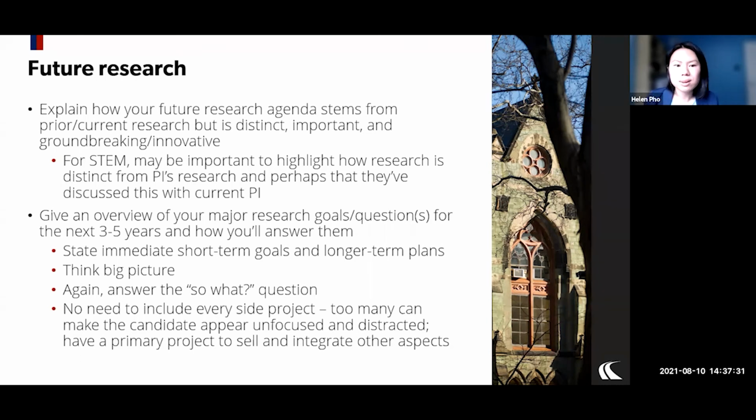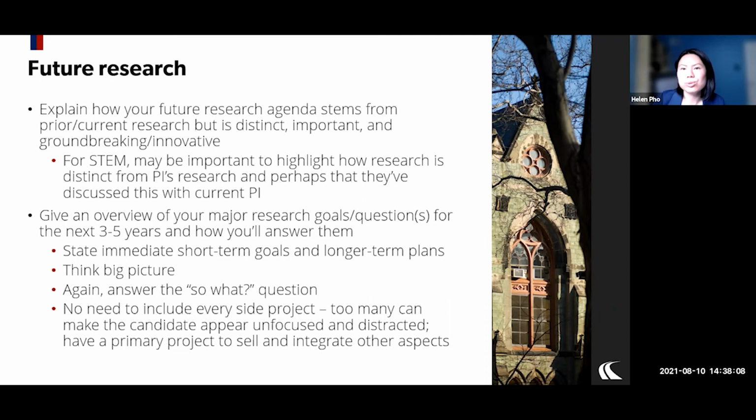So that part is really important so that you can be clear that you are going to be an independent scholar. You're not duplicating research that's currently done by your PI or by others in your lab. So that part of it is really important as well. So making sure that the importance and the innovation of your future research is clear, while also demonstrating the independence, is really important as you talk about this future research agenda.